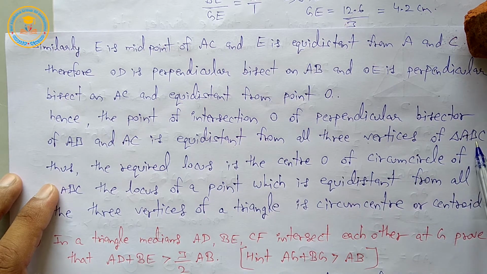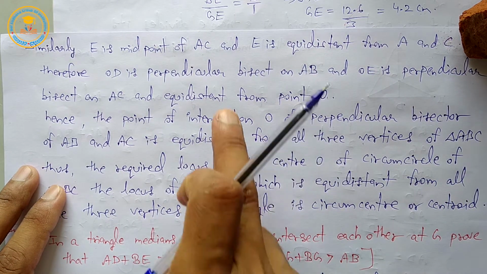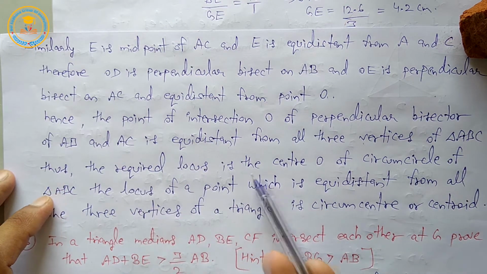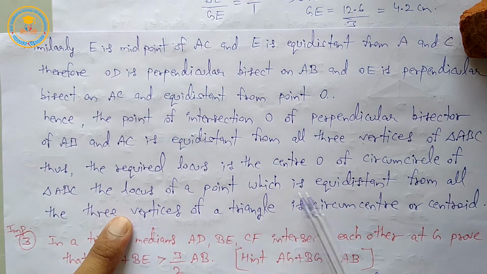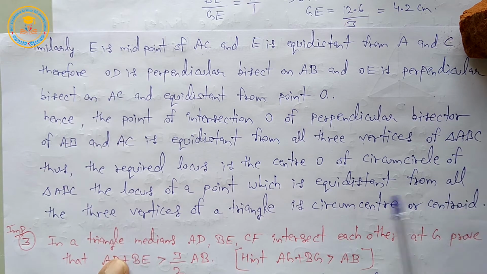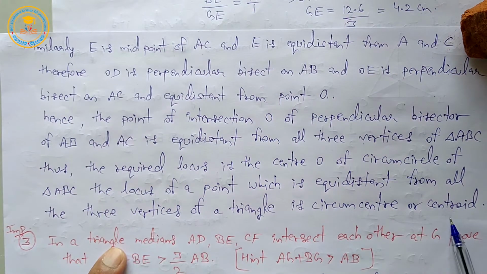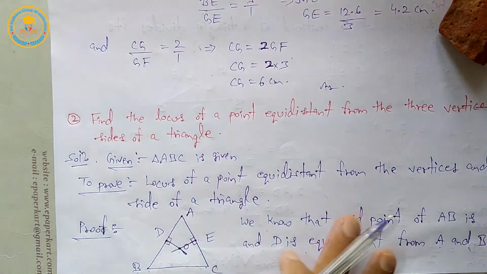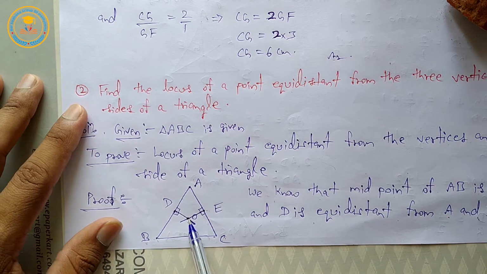In a simple way, O is the fixed center point, D is the midpoint, D is equidistant from A and B, E is equidistant from A and C. O is also equidistant from A, B and C. Therefore, OD is perpendicular to AB, OE is perpendicular to AC. Thus, the required condition is that O is equidistant from all three vertices, and it is the circumcenter. Clear? Next question.